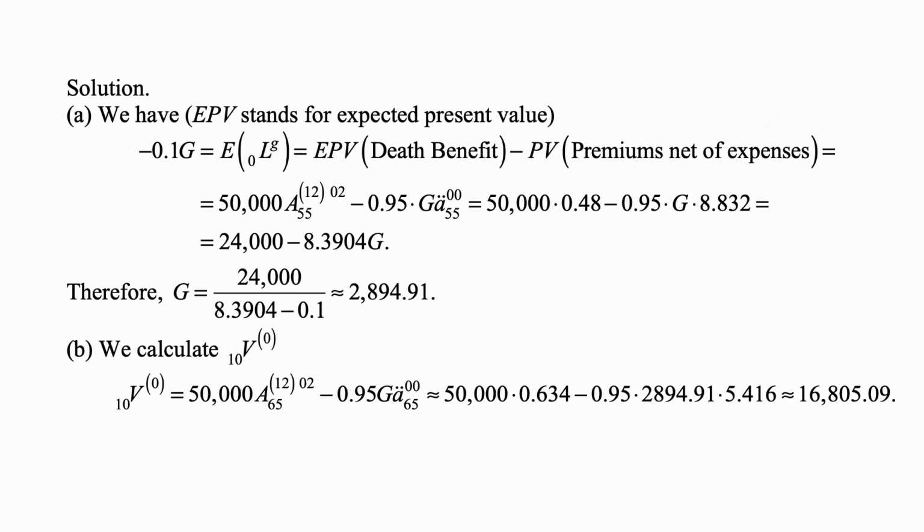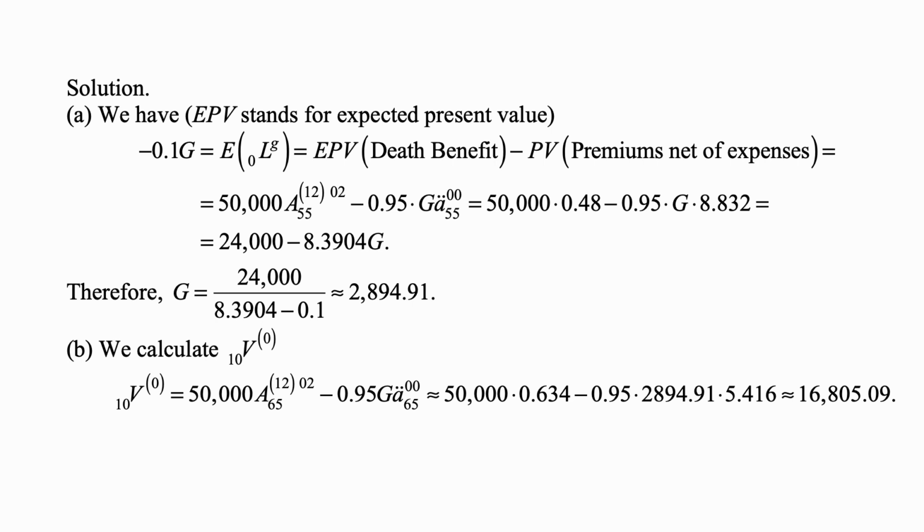Here's the solution. For part A, we have, with EPV standing for expected present value, EPV of minus 0.1 G equal to the expected value of prospective loss at issue, including gross premium and expenses, which is the expected present value of death benefit minus the expected present value of premiums net of expenses. It's really expected present value that I should have said there for premiums net of expenses. My apologies. So it should be EPV in both cases.